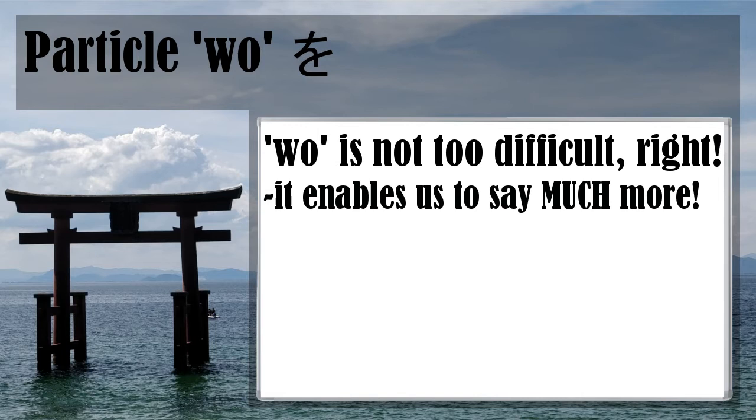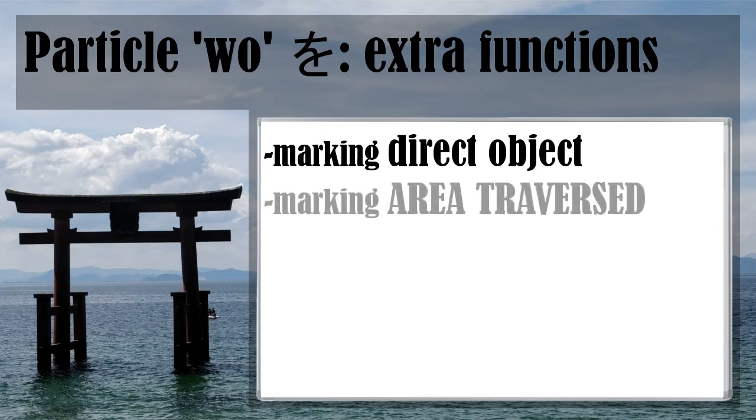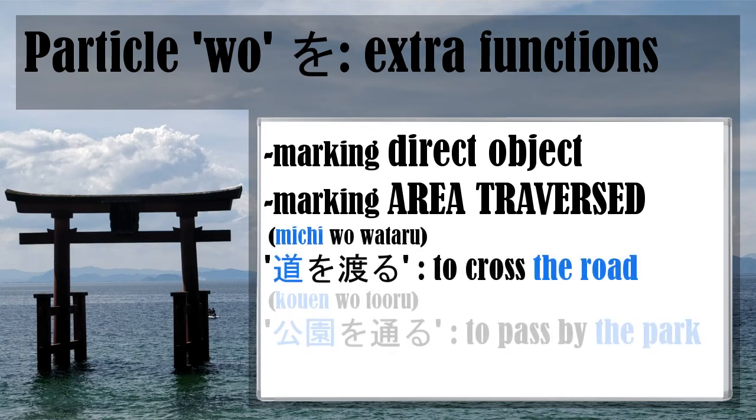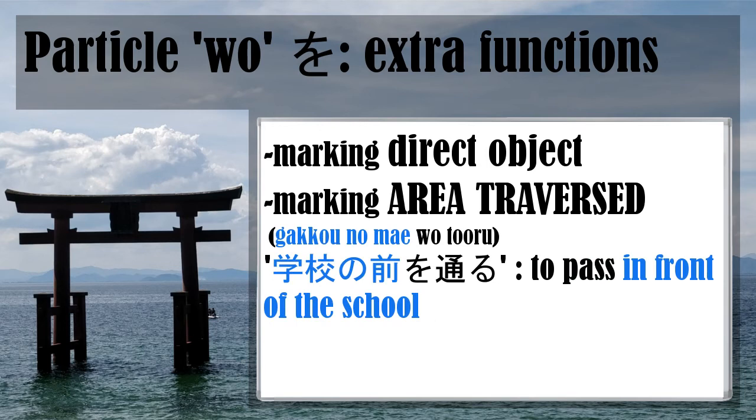For completion's sake, I will briefly give some other functions that the particle wo can have, but later lessons will handle these functions. So first and foremost, as I just said, wo mainly indicates the direct object of the sentence. Secondly, it can also indicate the area traversed or traveled along, as in the phrase michi o wataru, to cross the road, or koen o toru, to pass through the park or to pass by the park, or gakkou no mae o toru, to pass by in front of the school.